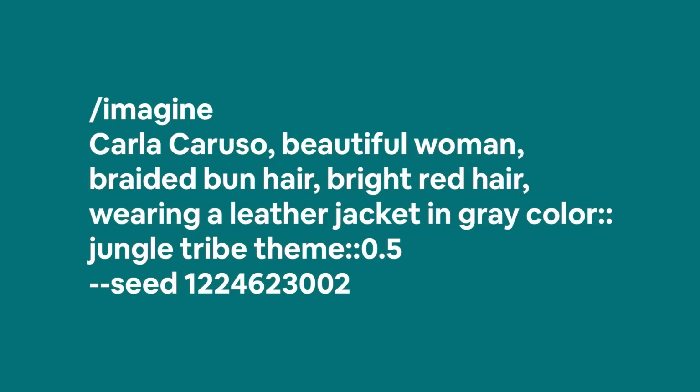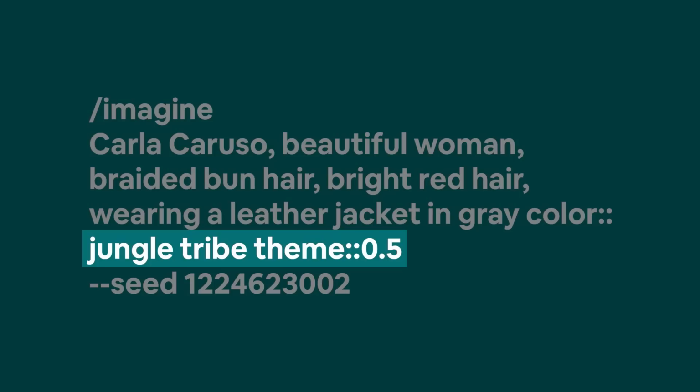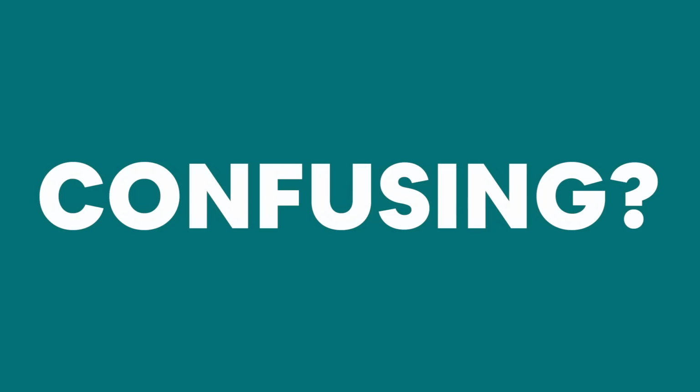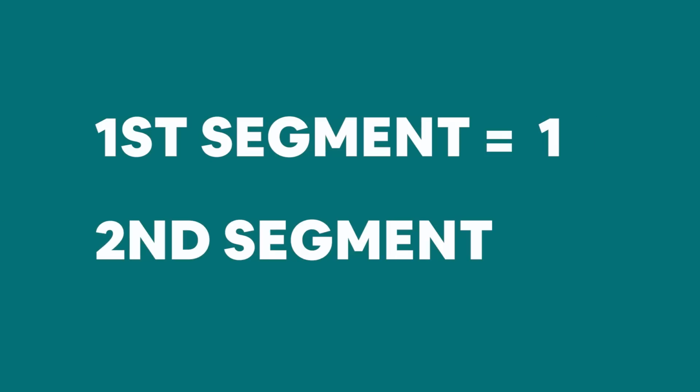As you can see, all I've done is add the jungle tribe theme segment, and I've given it a very light weight of 0.5. Based on the overall prompt, the infused theme now only represents about 33% of the prompt. If the math confuses you, let me help you out real quick. The first segment has a weight of 1, and the second segment has a weight of 0.5. We've distributed 1.5 weight points in total.